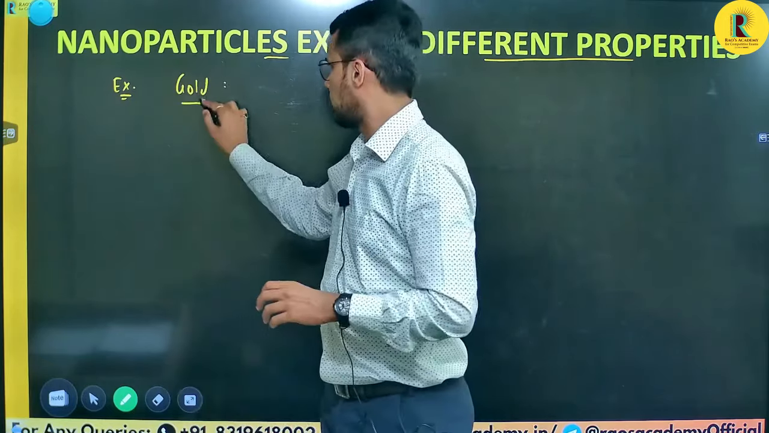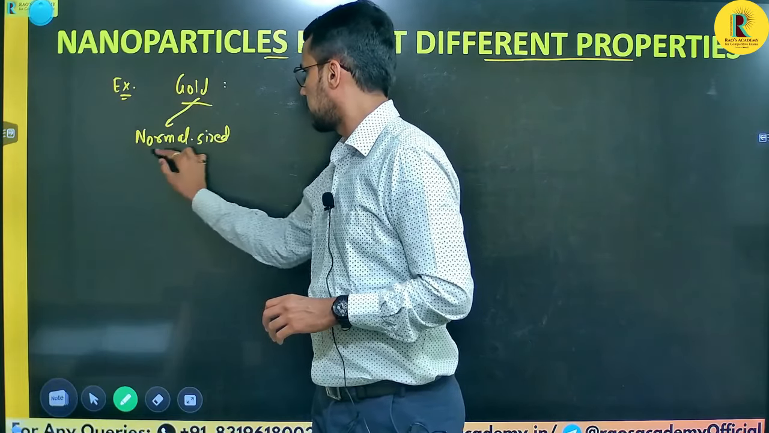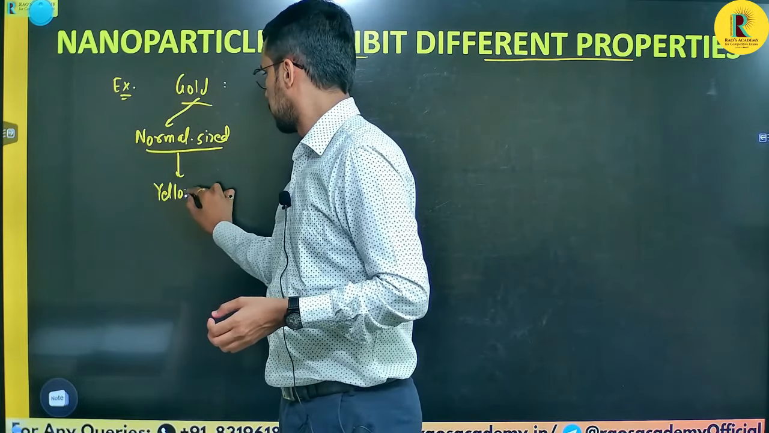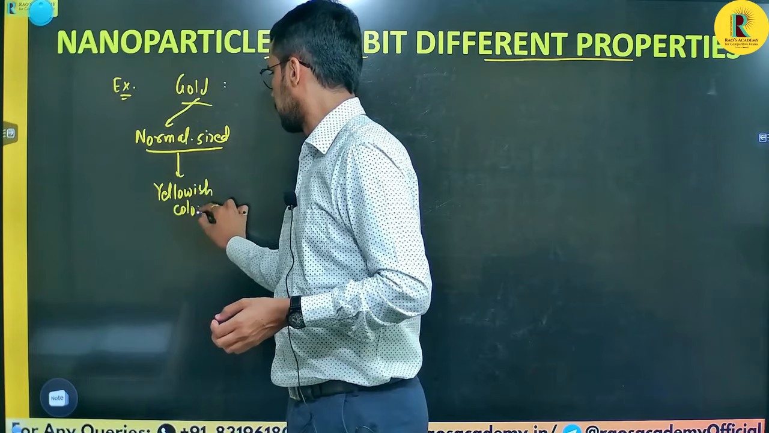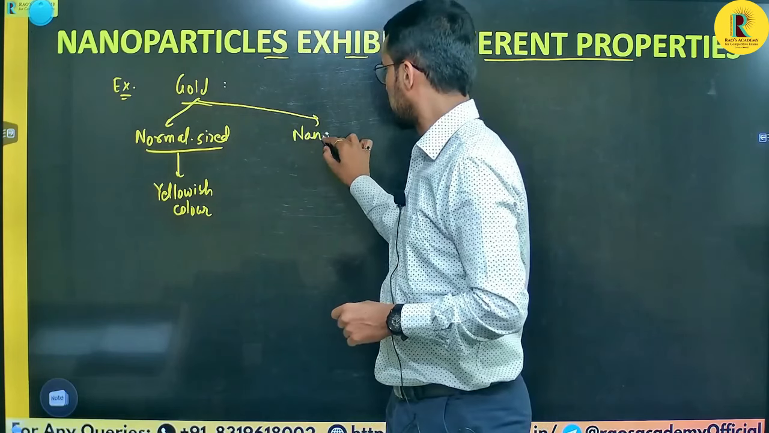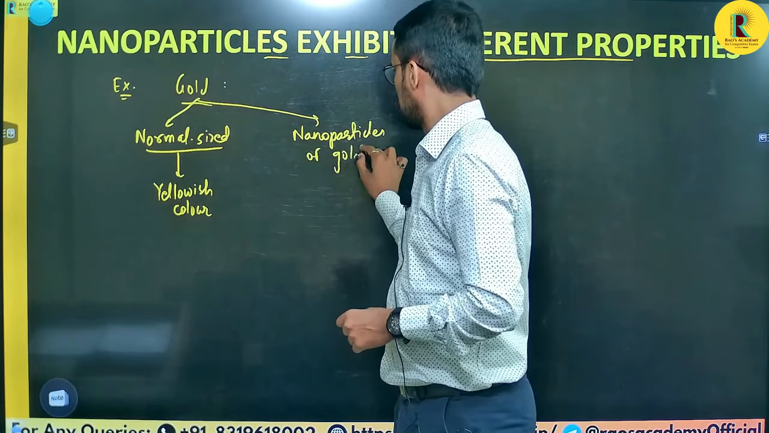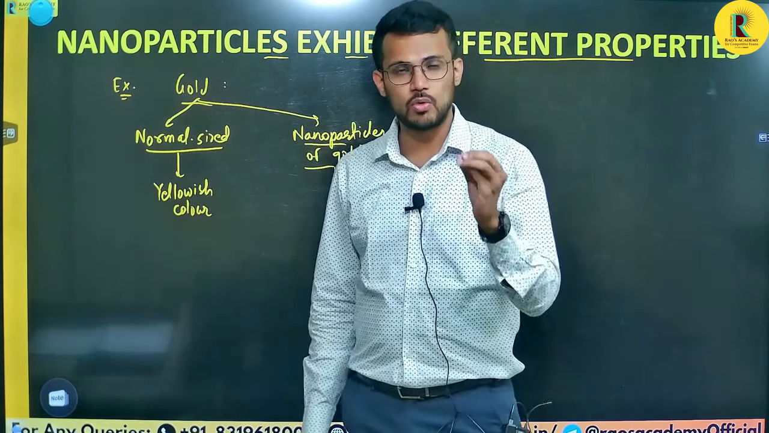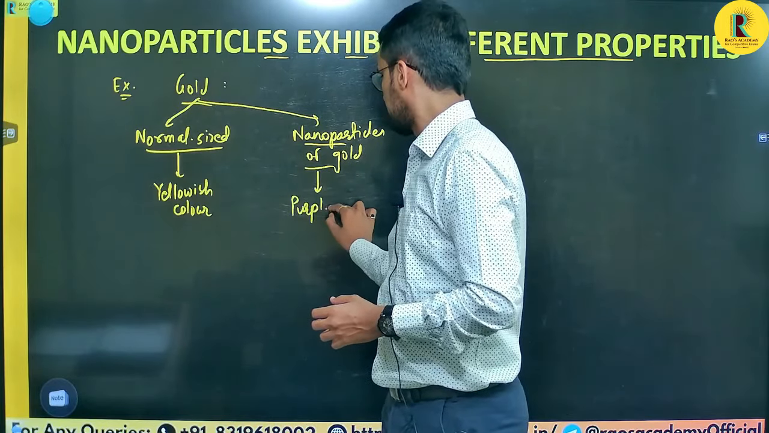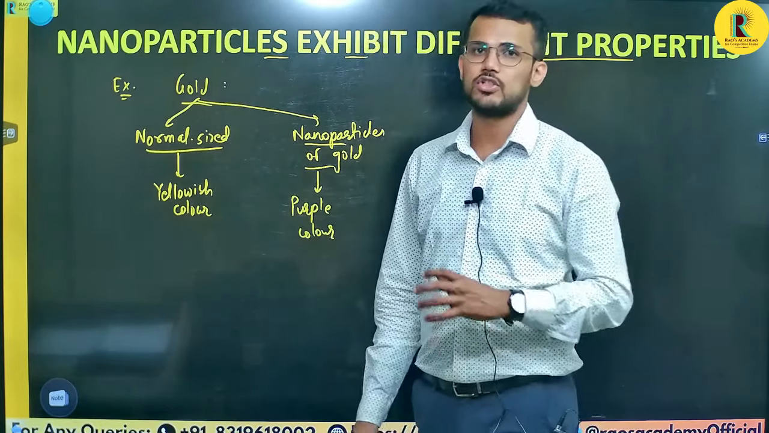For example, gold. Normal sized gold has which color? Normal sized gold has golden or yellowish color. But if we take nanoparticles of gold, then the nanoparticles of gold are of which color? They are of purple color. Purple to pinkish color they have. Right? So, this is the change in property.